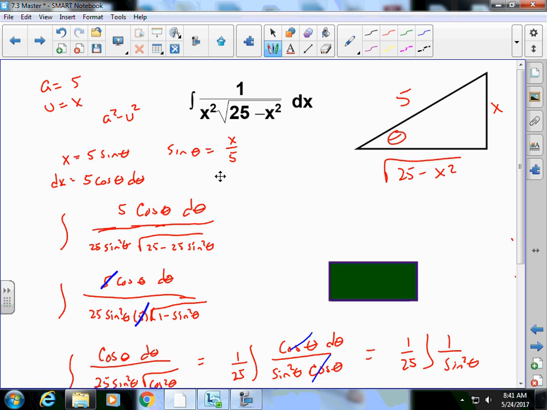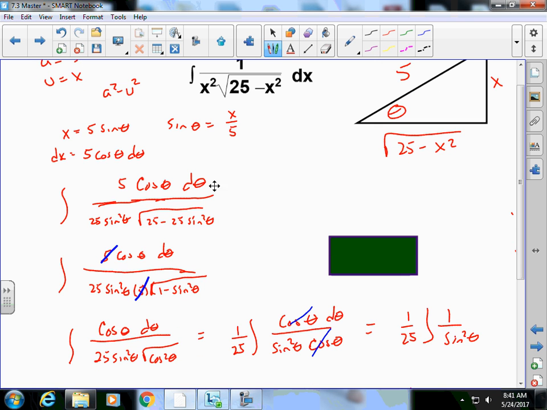I do a substitution where I see dx. I put my 5 cosine theta d theta in the numerator instead of just having 1 there. It didn't make sense to write it over here on the right. x squared is 5 sine theta squared, which gives me 25 sine squared theta. I do another substitution here in the square root. I get 25 minus 25 sine squared theta. I factor out the 25, and the 25 comes out as a 5.